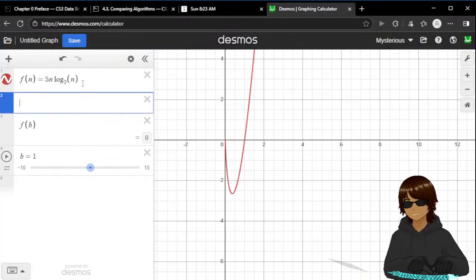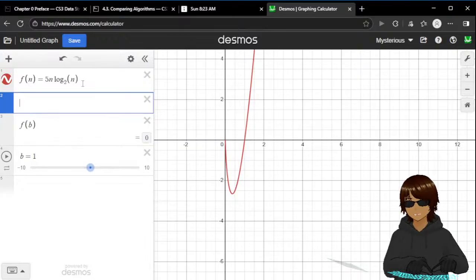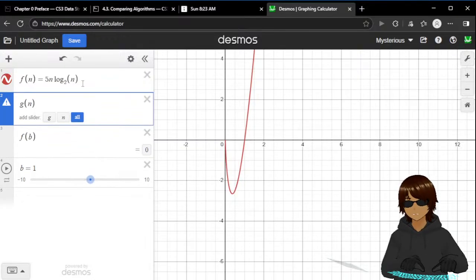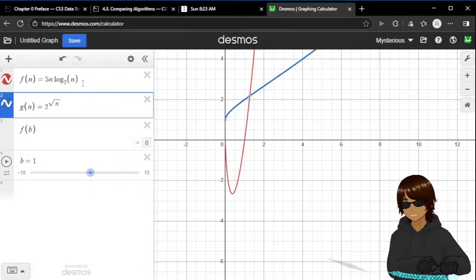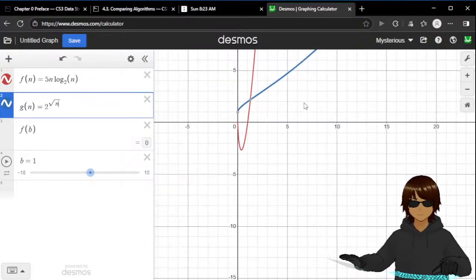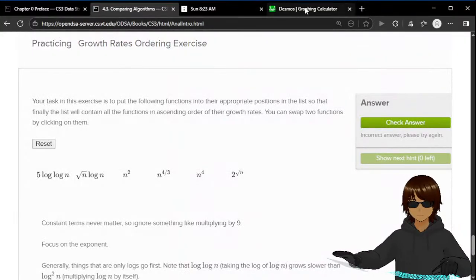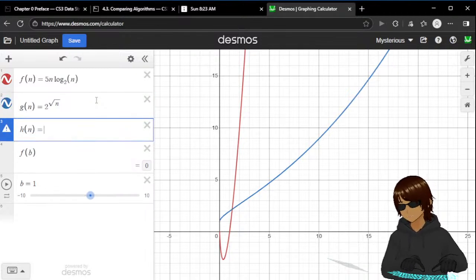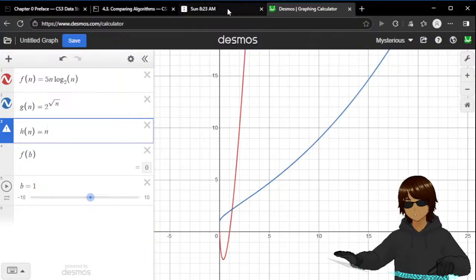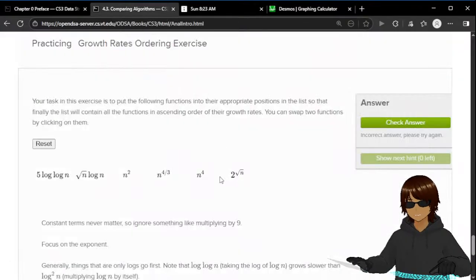Okay, let's try. g of n, n to the square root of n, n to the power of n squared. Oh, n squared grows bigger. n squared grows bigger.